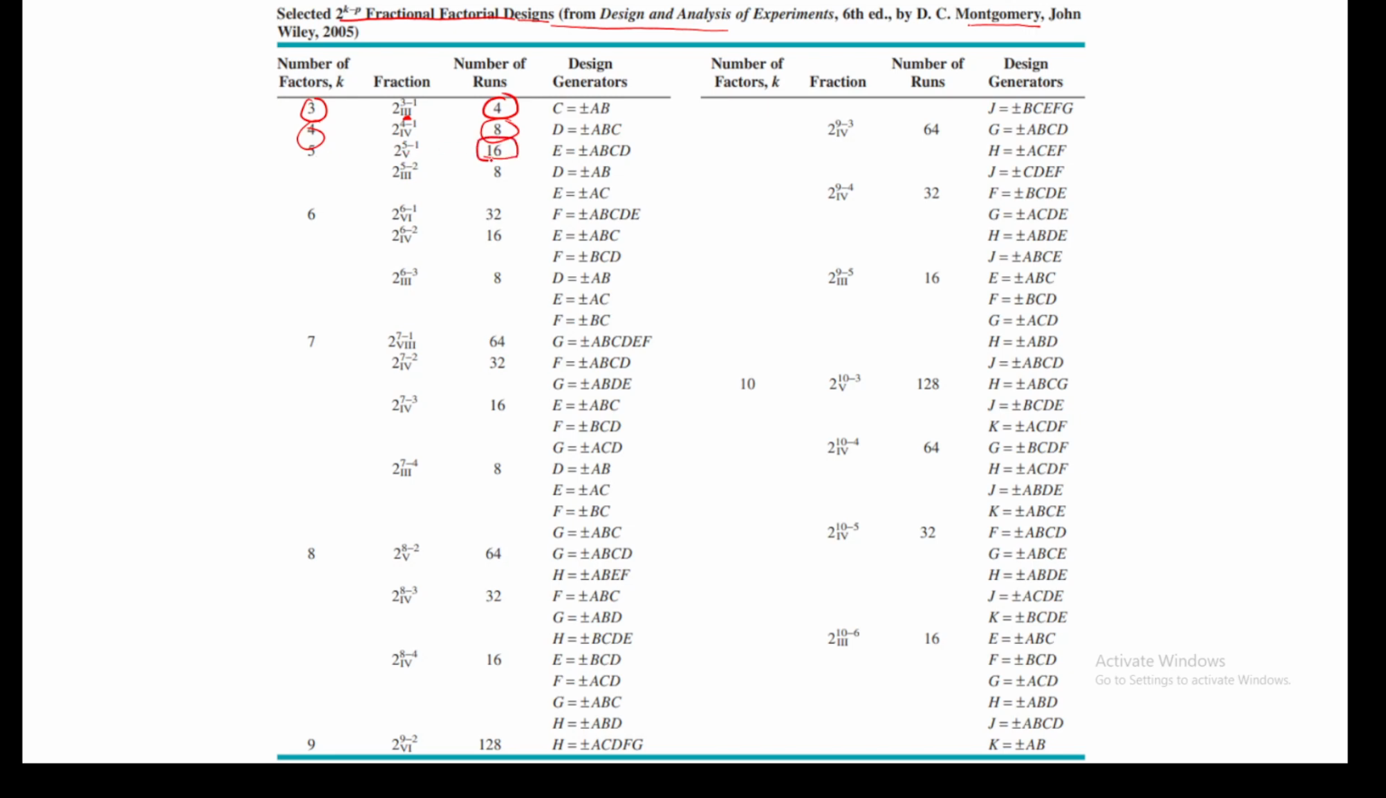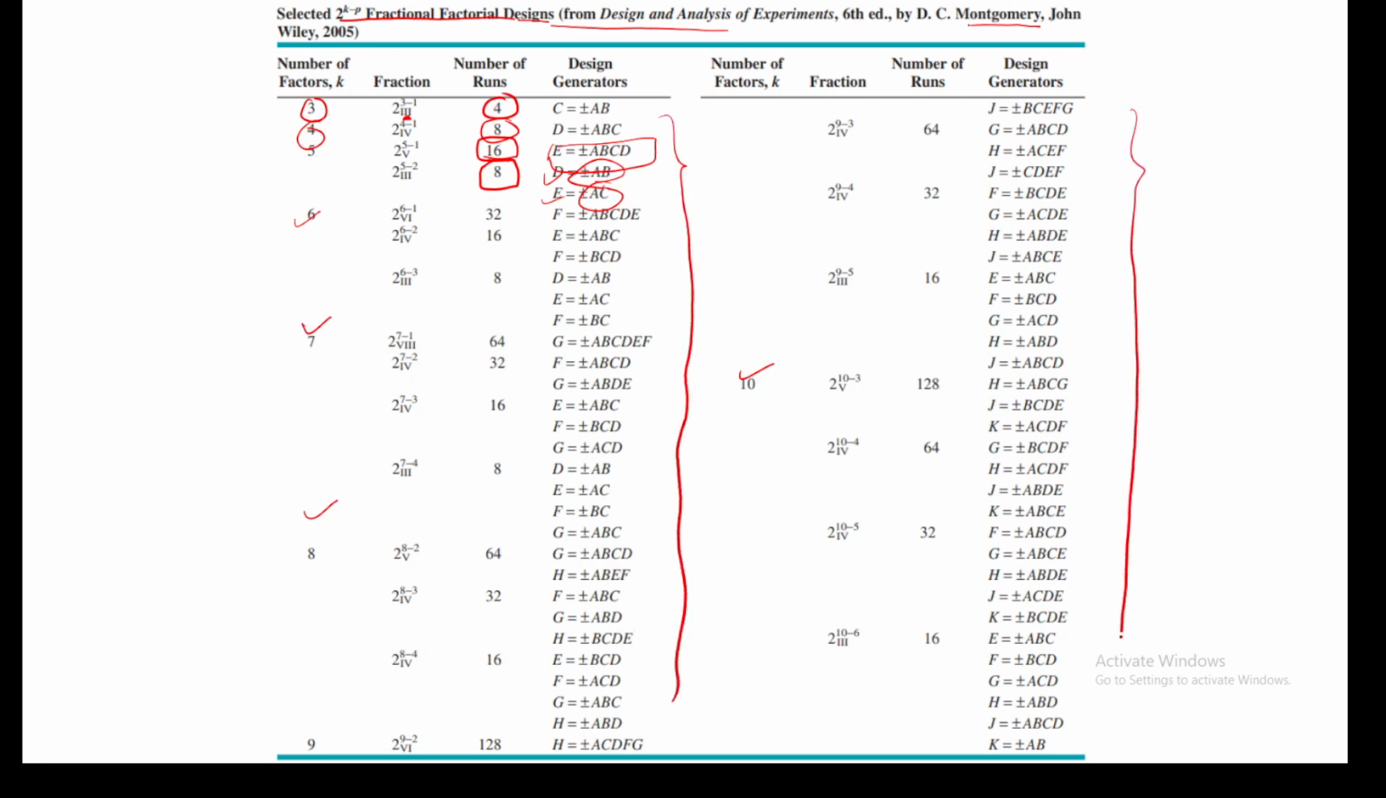So for the case of E, that will be ABCD, and D and E will become a two-factor interaction. In a similar way, we have to do it for 6, 7, 8 till 10. So that is a possible design generator that we can produce. This is the table we need to follow. Let's say in some case we have 10 factors, and we want to reduce the number of runs.